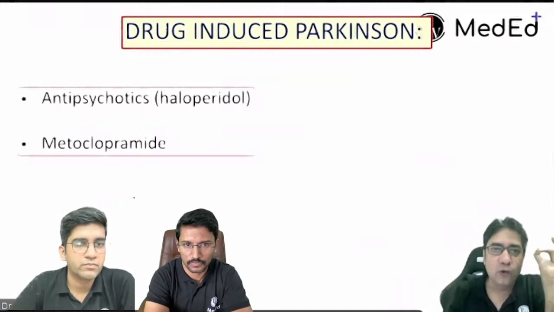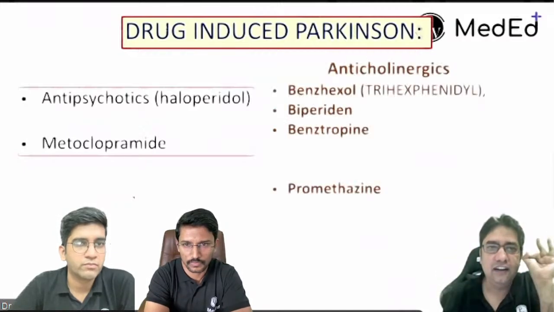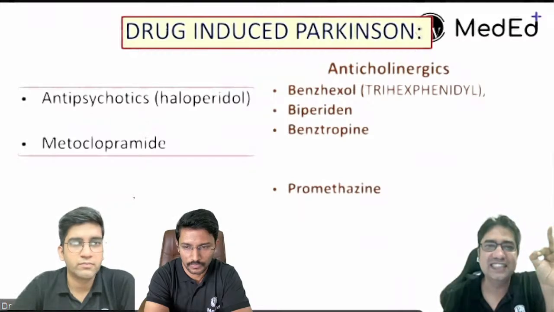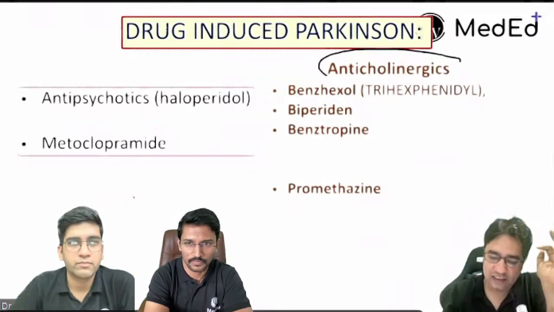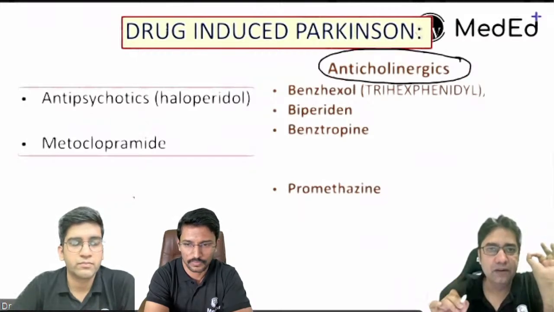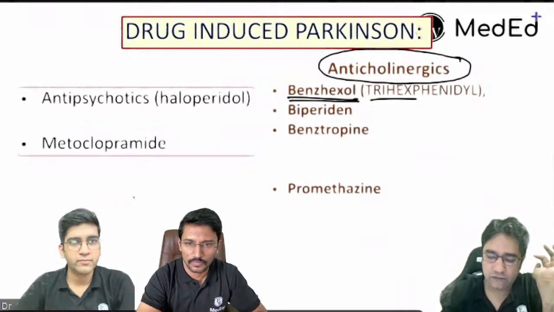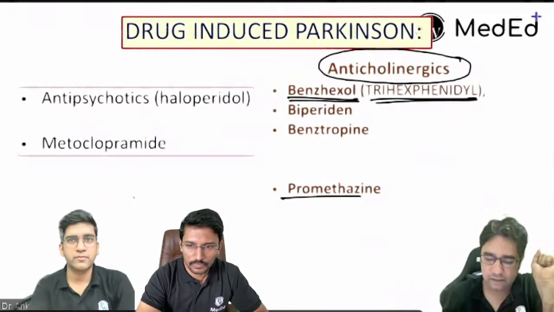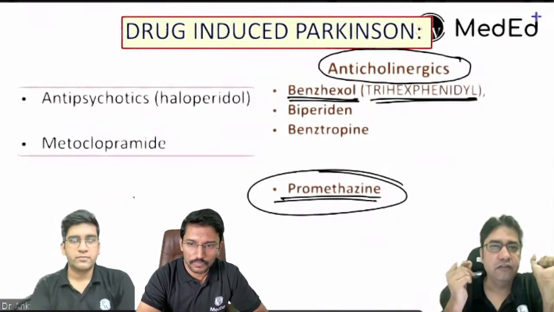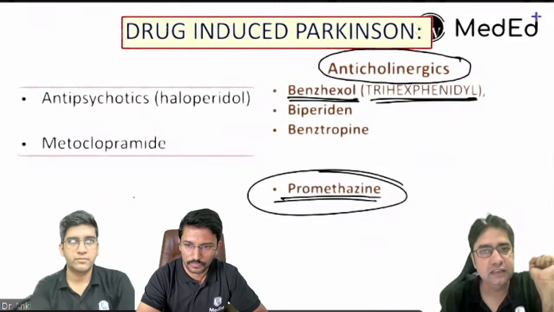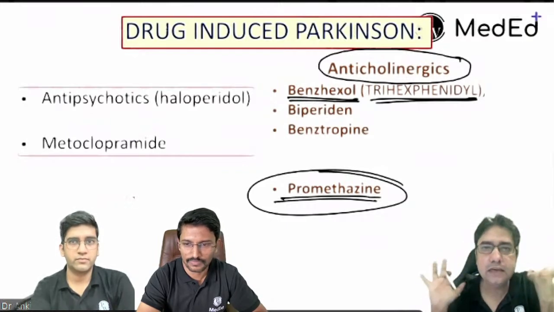Hence, the only drug we have for drug-induced Parkinsonism is anticholinergic drugs. Remember, here only one drug, anticholinergic like benzhexol. You have to remember, also known as trihexyphenidyl. But in hospital settings, we very commonly use promethazine, cheap, sasta, easily available drug.